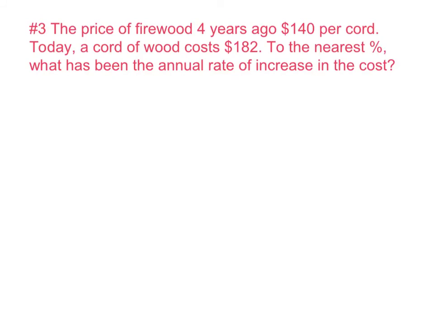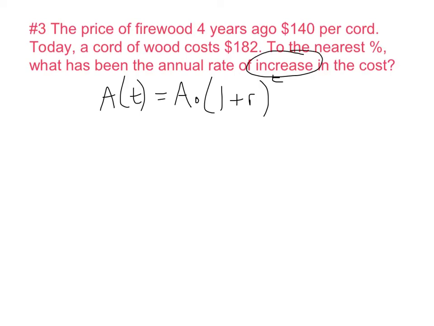Rate of increase. Oh, as soon as I say rate, I need a formula that has an r in it. Does anybody know any formulas that have an r in it? Oh yeah, we had them in section 1. Does that look familiar? A of t equals a sub 0, or a initial, times the quantity 1 plus r to the t power. How did I know to put plus? Oh, because the rate is increasing. And what are we interested in here? We want to know the nearest percent that the rate has been. r is our question mark.